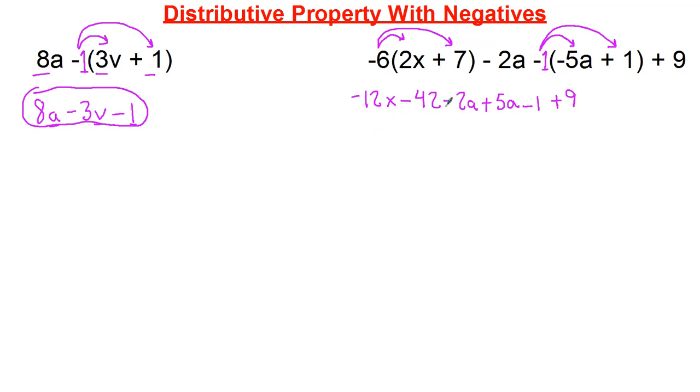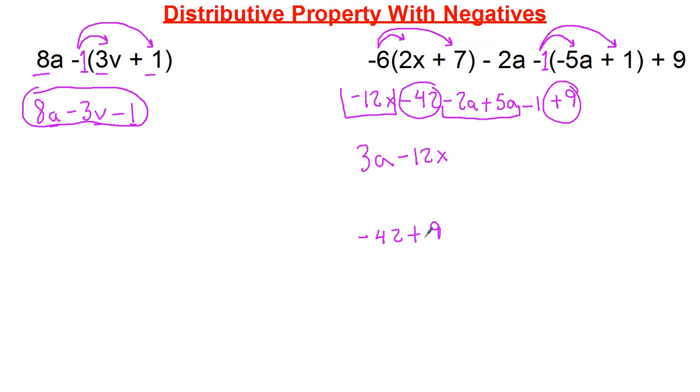So let's start to combine some stuff. I see two a's. I have a negative 2a and a 5a. So negative 2 plus 5 is 3. So we have 3a. X's are all by themselves here, so I don't really have to do anything, so just minus 12x. And then we got negative 42 plus 9. If you go ahead and put that into your calculator, you get a value of 33. So that'll be negative 33. So then we minus 33.